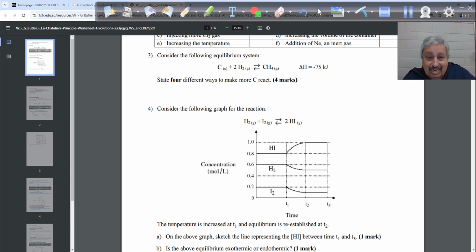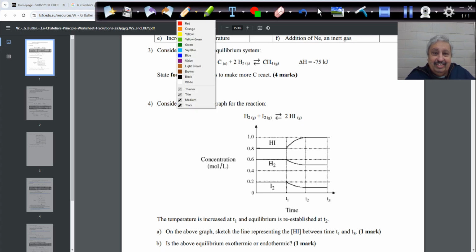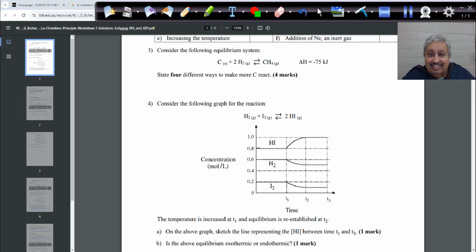So to make more carbon react means you're producing more product. But tell me how to do this. The enthalpy change is negative, so the heat will be on which side, reactants or product side? Negative, exothermic. Correct, so plus heat on the right side.